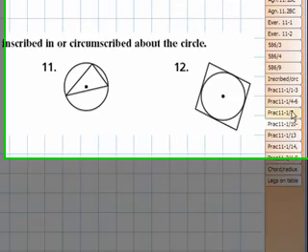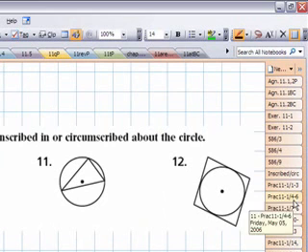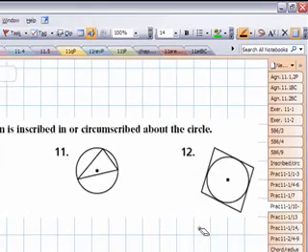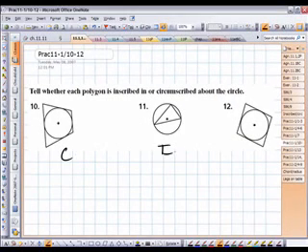Okay, now it's just a little definitional stuff. The polygon is, well, it's outside, so it's circumscribed about the circle. Here it's inside, so it's inscribed. Here it is outside, so it's circumscribed. So we got circumscribed, inscribed, and circumscribed.